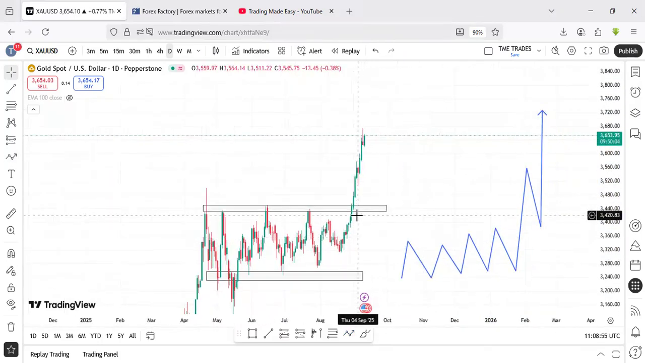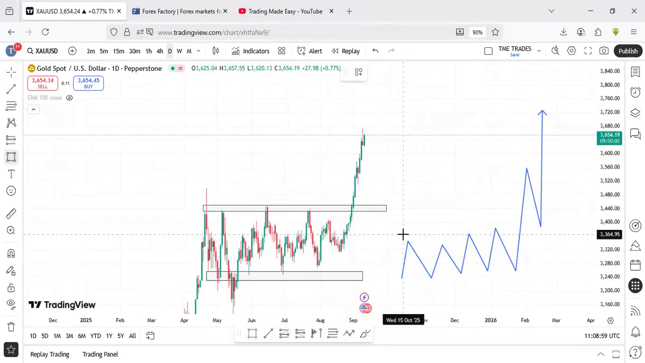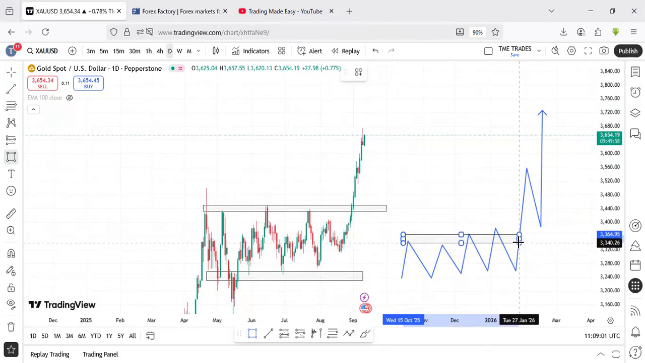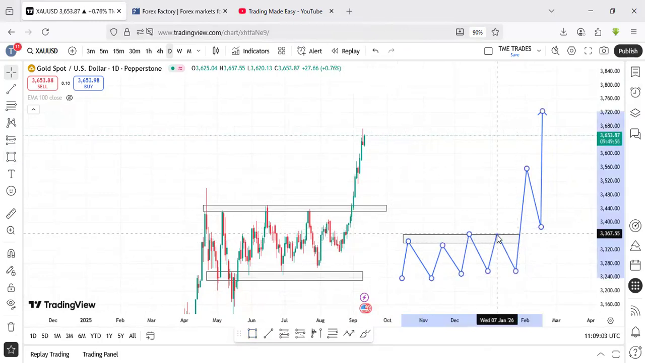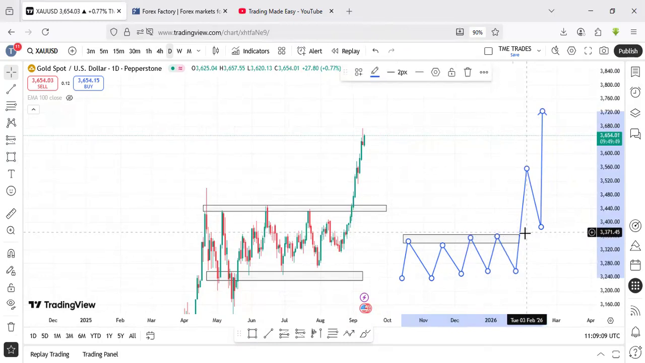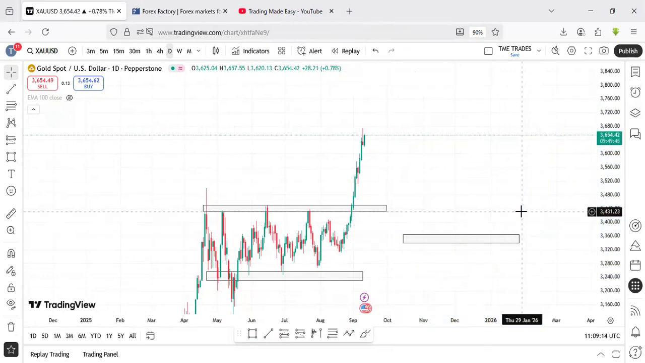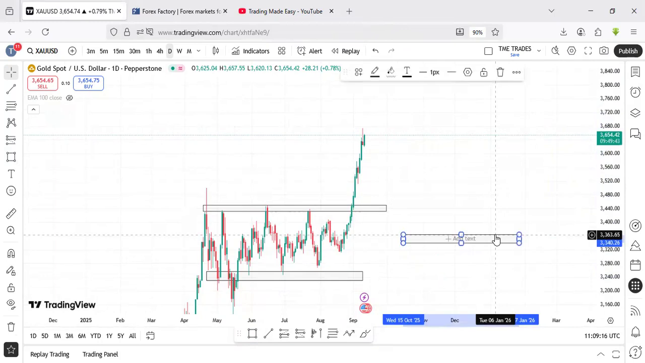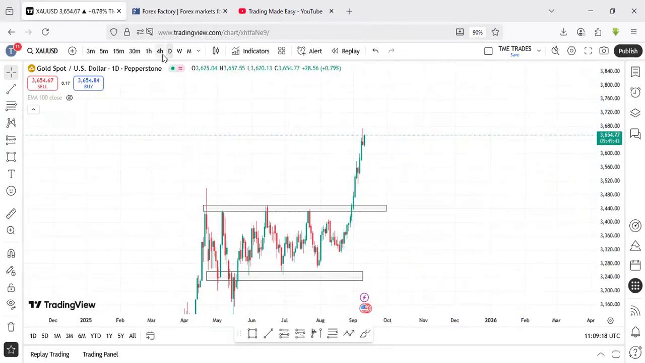But what we currently have right now is a market which has broken out, but is yet to retest the previous resistance that's supposed to turn to support. So let's have this in mind and drop down to 4 hours.